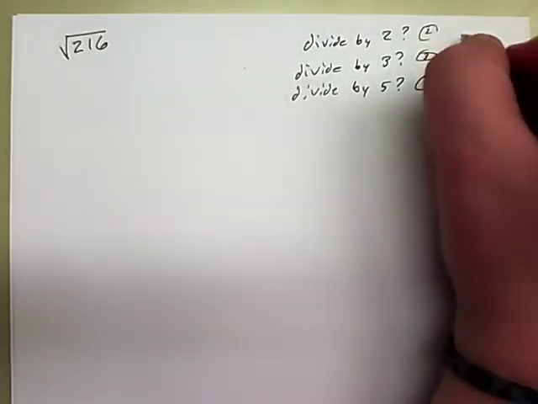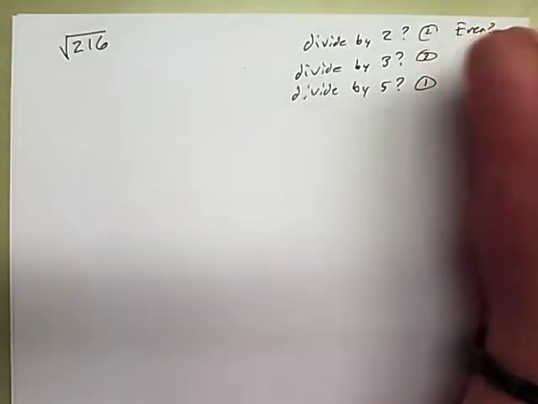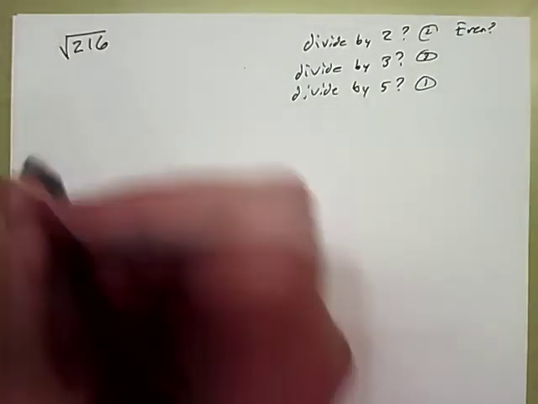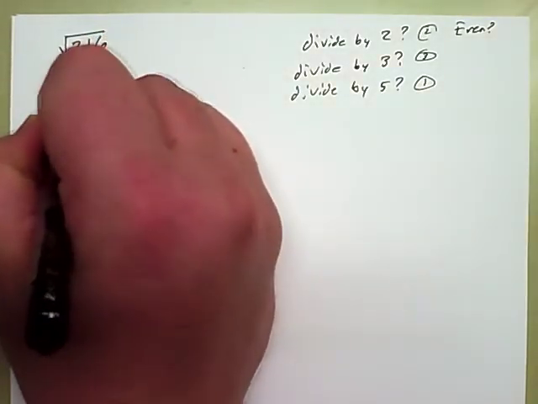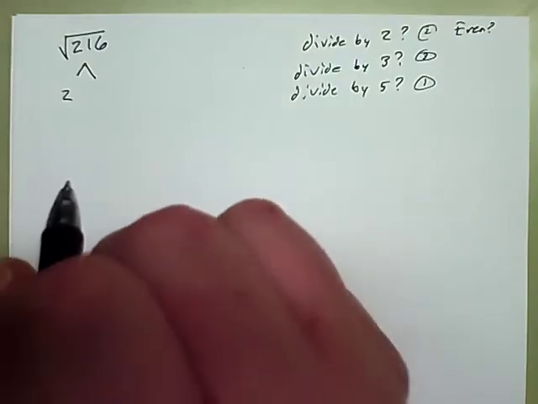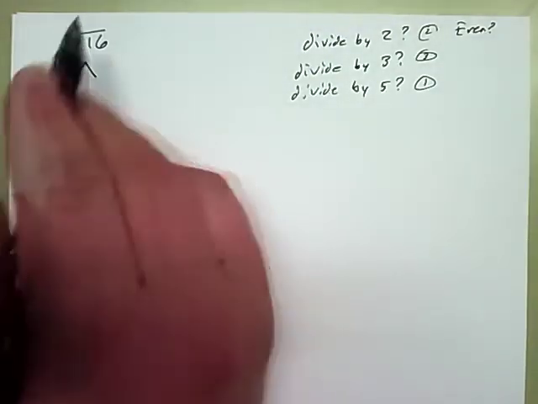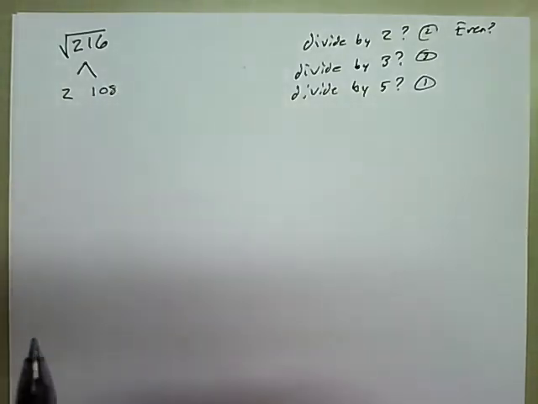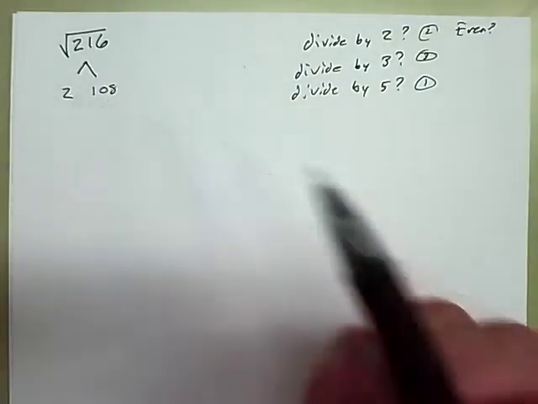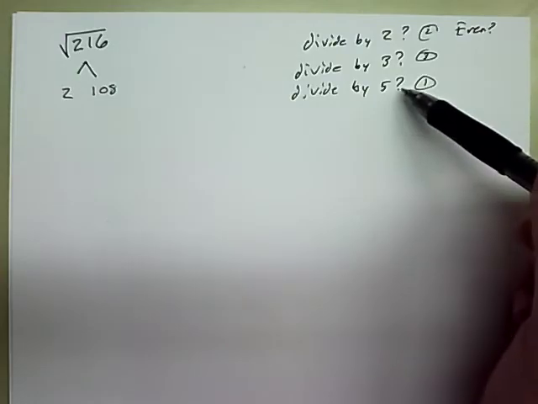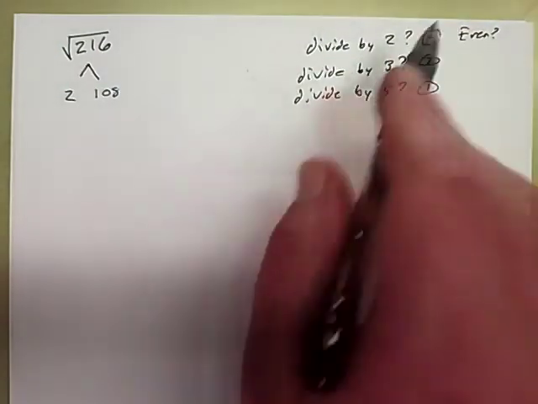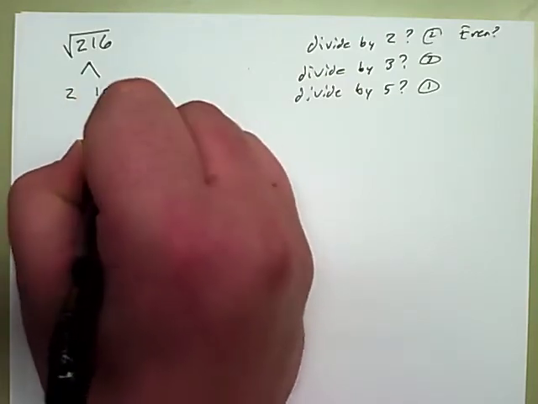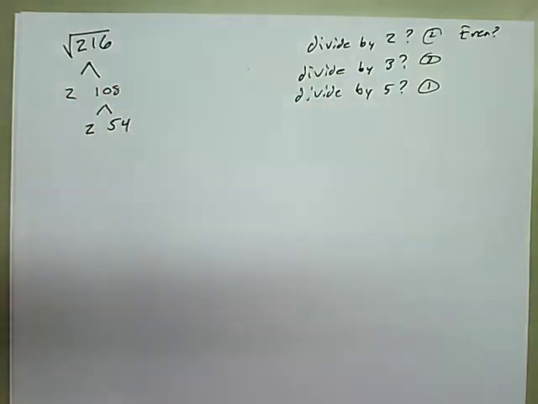Then I ask myself, is it even? If it's an even number, I can at least divide it by 2, right? So 216, I know, is divisible by 2. Half of 200 is 100. Half of 16 is 8. So I end up with 108. Now I look at this again and ask myself, is this divisible by 5? No. Now I go to 108. Is that divisible by 2? Well, sure it is. 2 and 54.